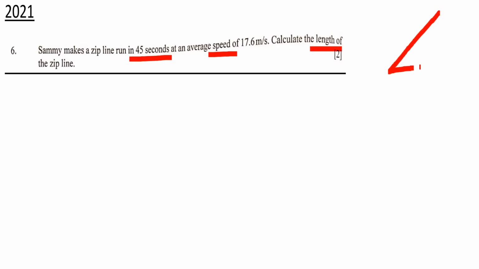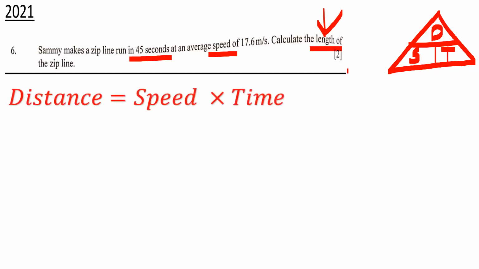So we have to use our speed, distance, time triangle. Notice here that speed is going to be equal to distance divided by time. And so that means that if we're trying to figure out the distance or the length, it is going to be speed multiplied by time. And so the formula is distance is equal to speed multiplied by time.